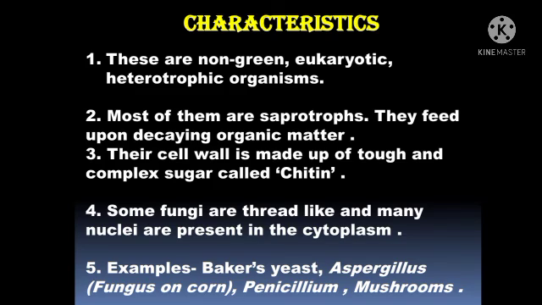Third one, their cell wall is made up of a tough and complex sugar called chitin. What is cell wall, students? Cell wall is the outermost layer of the cell and it is protective in function. It protects all the inner layers and all the inner organs of a cell.